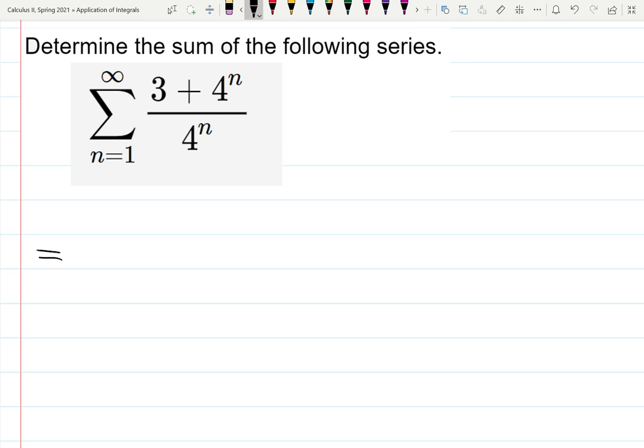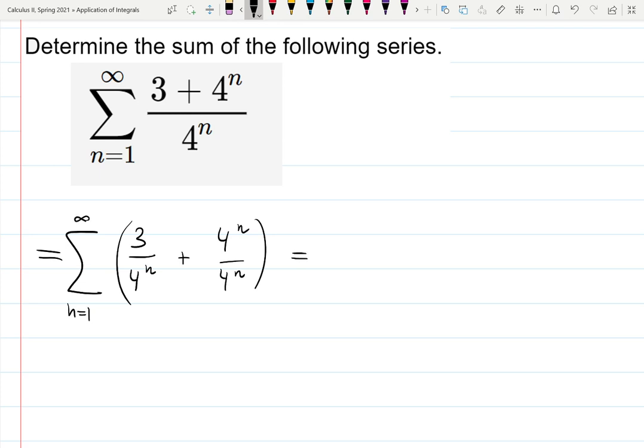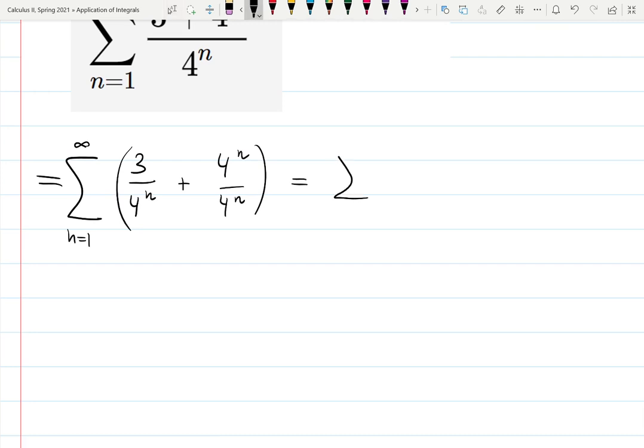First of all, if you're confused with fractions, always try to break it into some kind of easier pieces. So I would break it into 3 over 4 to the n plus 4 to the n over 4 to the n. And that is going to be inside of this big sum. Now, we can check what is happening here. Now it's going to be a sum of 3 over 4 to the n plus just 1, because 4 to the n over 4 to the n gives you 1.